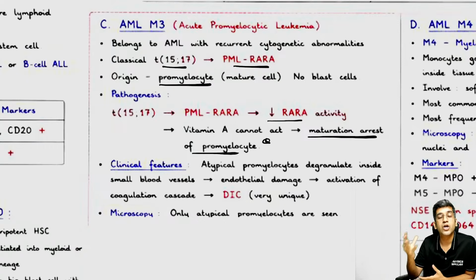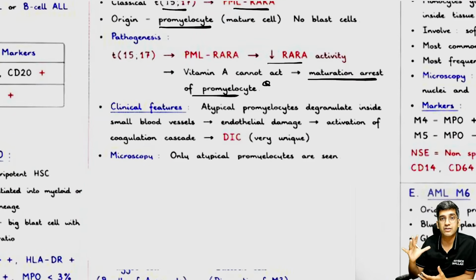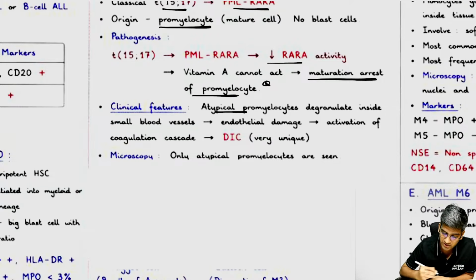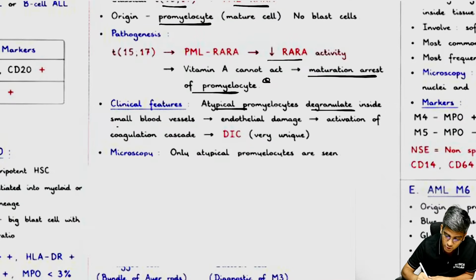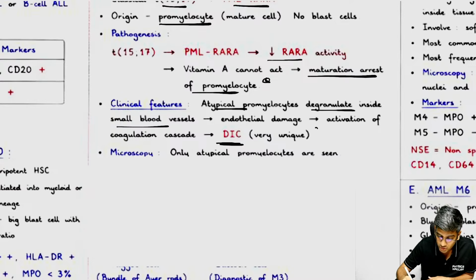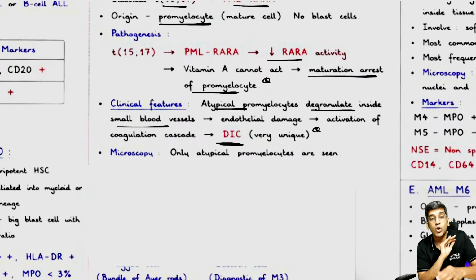So what happens? Lots and lots of atypical promyelocytes will accumulate in the blood. And the atypical promyelocytes are very big. They have a huge number of granules, right? So these atypical promyelocytes, when they degranulate inside a small vessel, granules can go and cause endothelial damage and cause DIC. This also is very, very unique. No AML presents with DIC. The only AML which presents with DIC is APML, never forget.